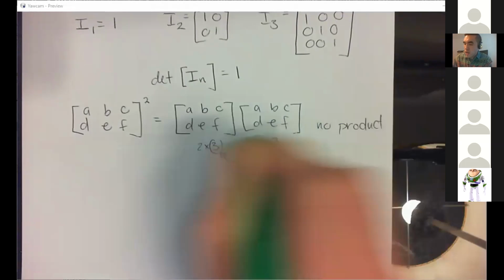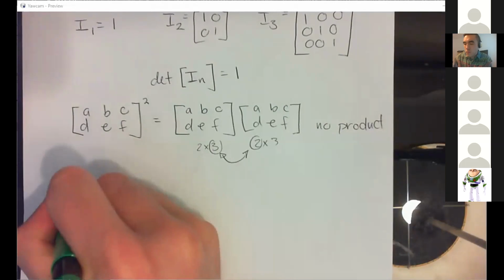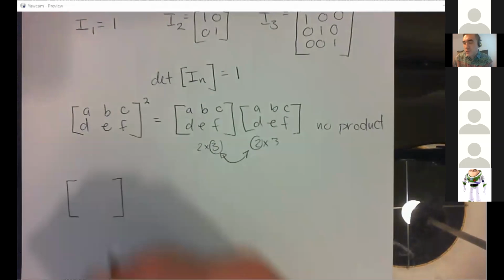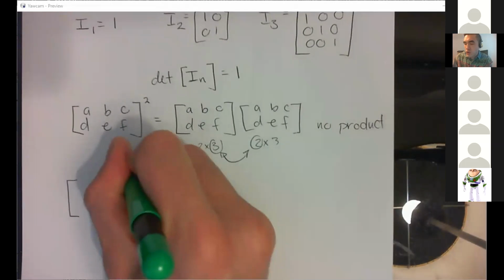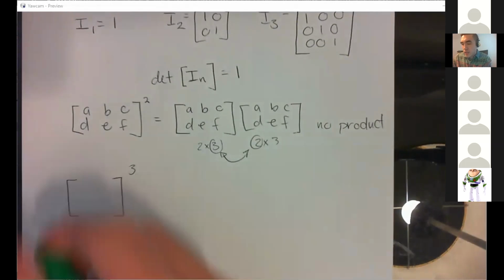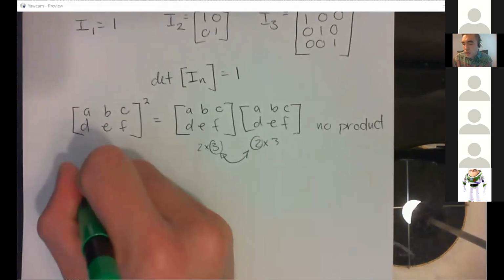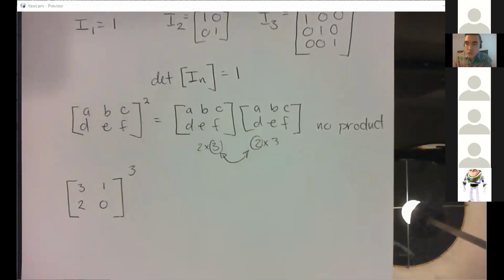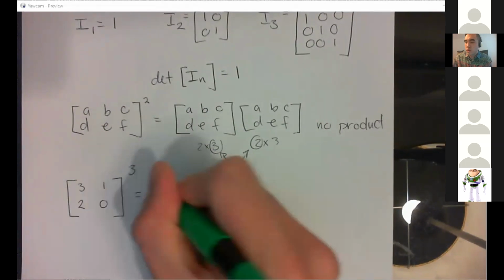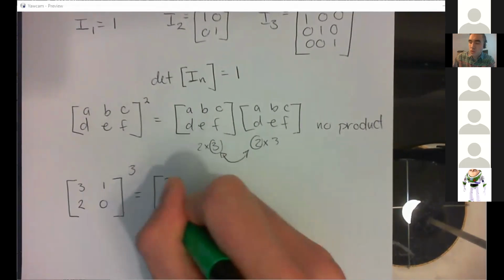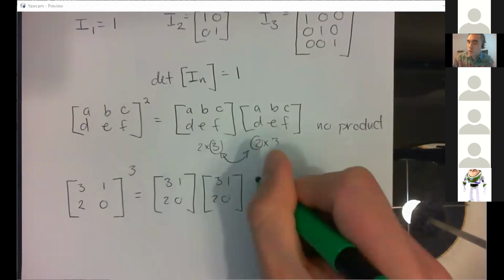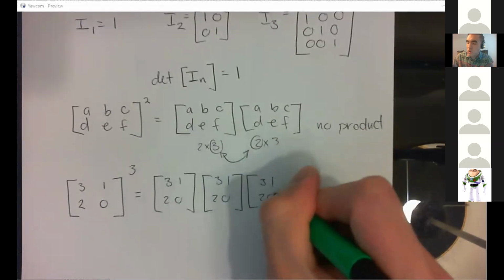However, if you lost your mind, multiplication for any square matrices is well defined. So if I did this thing cubed, and this was 3, 1, 2, 0, then it's literally asking you to take this thing and multiply it by itself 3 times in a row. So 3, 1, 2, 0, 3, 1, 2, 0, 3, 1, 2, 0.